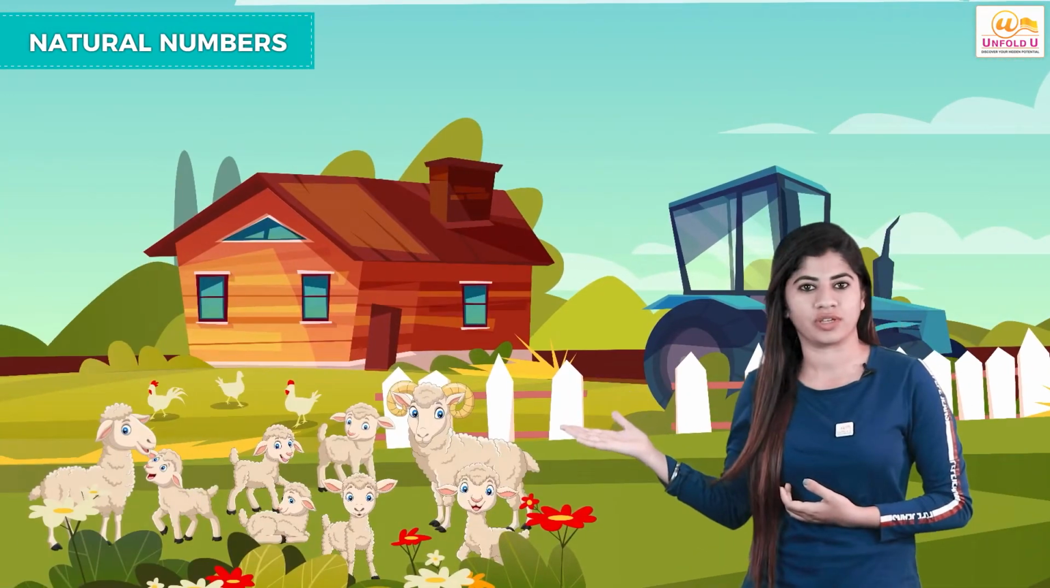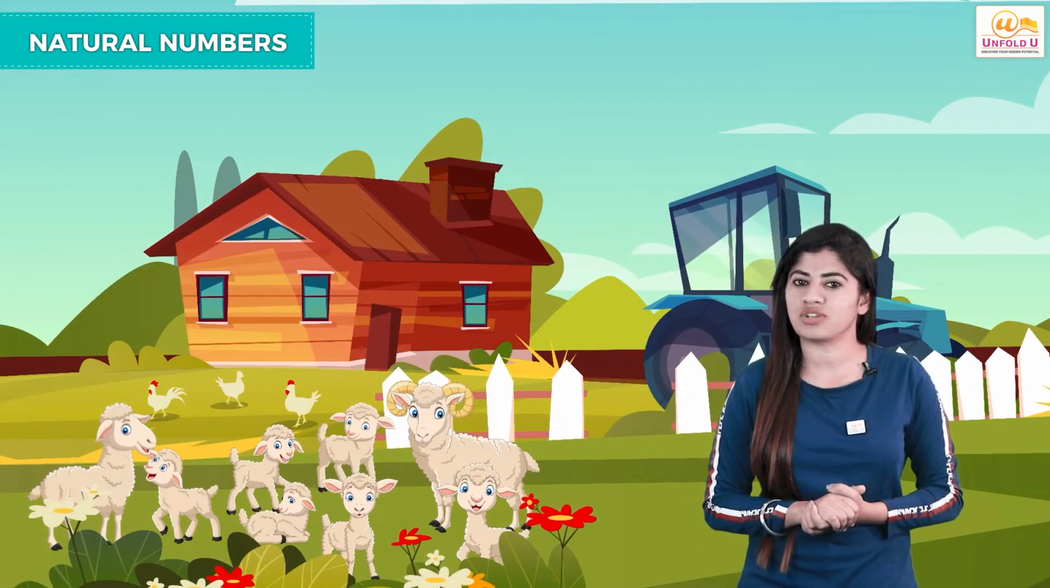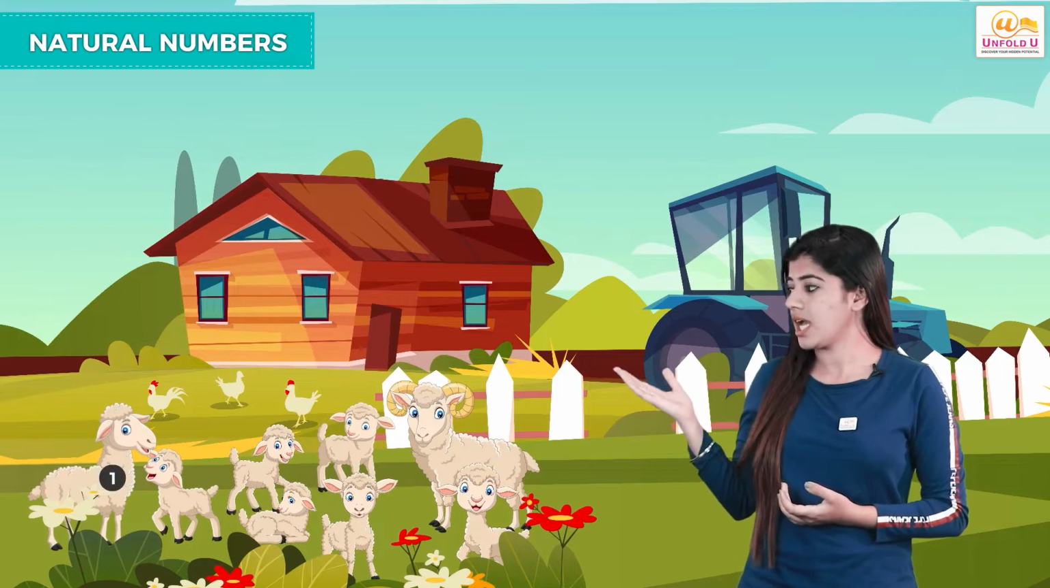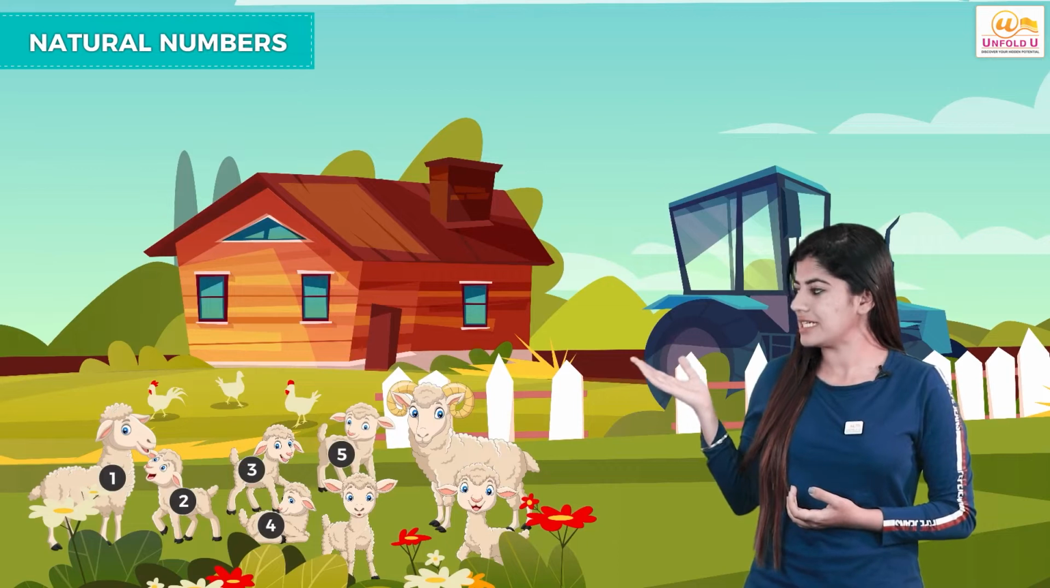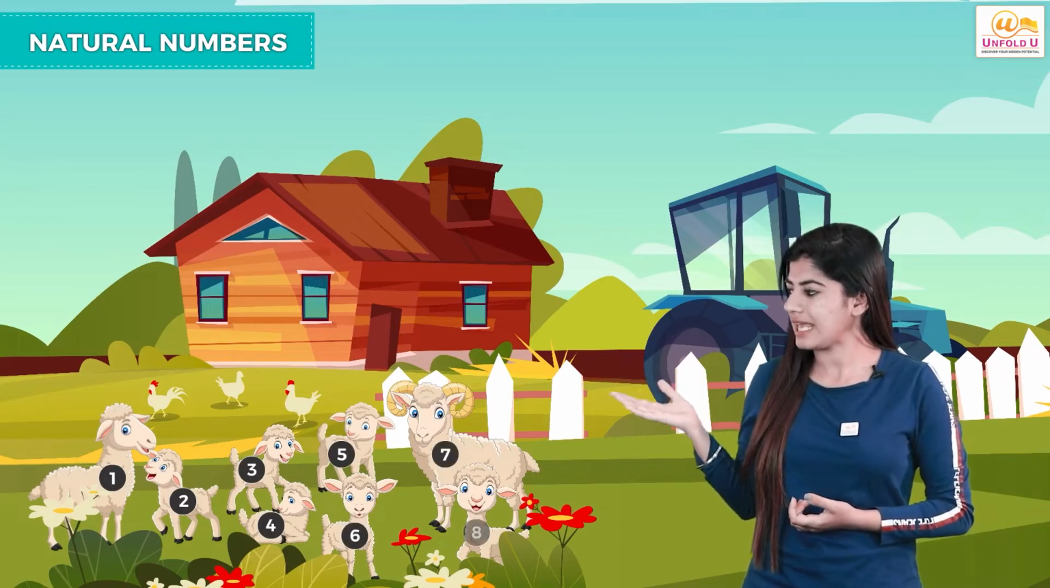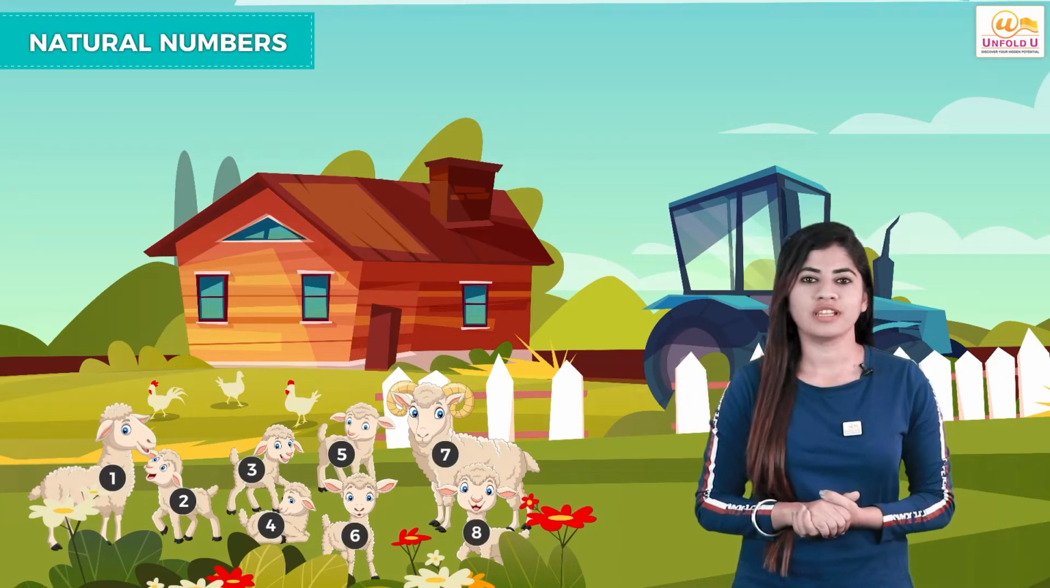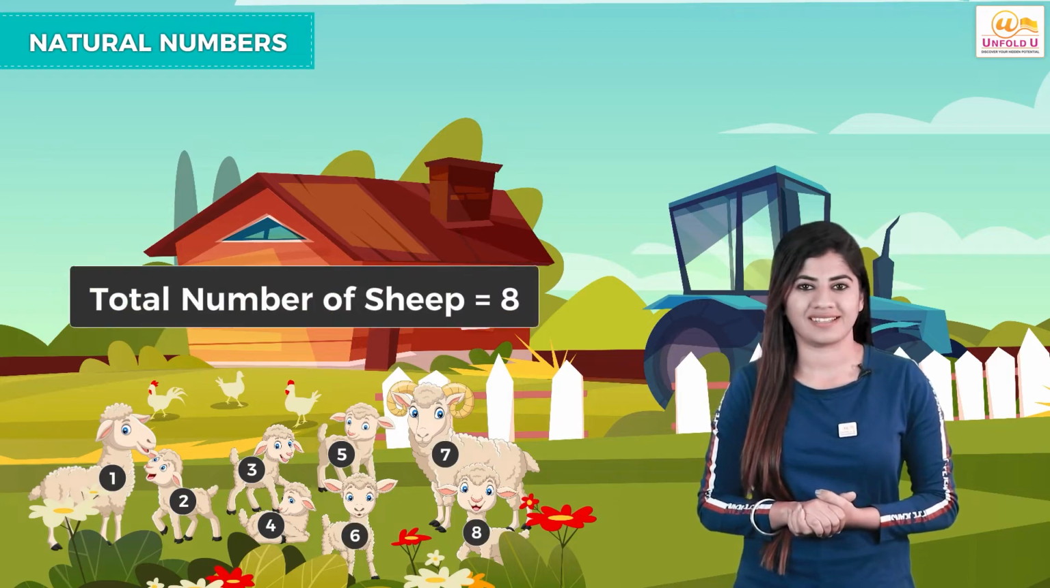We can count everything in our day-to-day life with the help of natural numbers. जैसे कि यहाँ पे आपको बहुत सारी sheep दिख रही होंगी। We can count them using natural numbers like 1, 2, 3, 4, 5, 6, 7, 8. So the total number of sheep is 8.